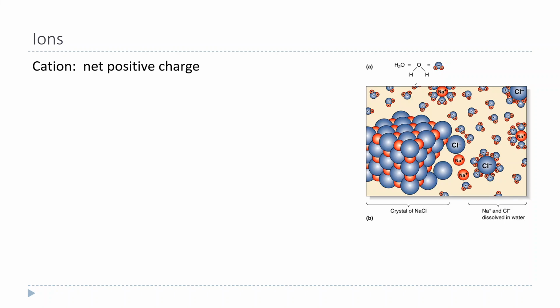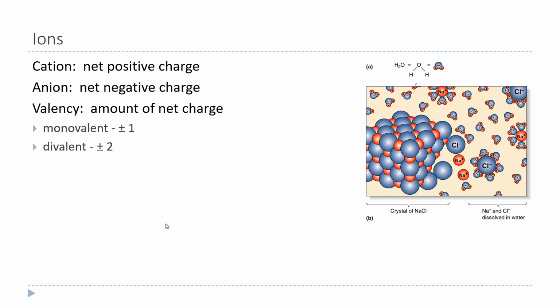But what you probably know about ions is it's just any atom or molecule that has an uneven or an unequal number of protons and electrons. That means it has a net electrical charge. If it has a net positive charge, that means it has more protons than electrons. We say it's a cation. If it has a net negative charge, so there are extra electrons, we call it an anion.